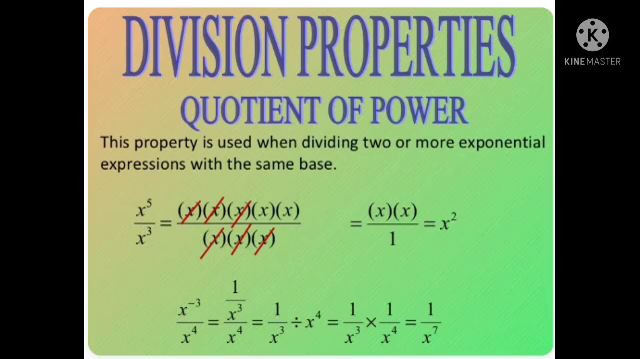x raised to the power minus 3 divided by x raised to the power 4 is equal to 1 upon x raised to the power 3 divided by x raised to the power 4, which is equal to 1 upon x raised to the power 3 multiplied by 1 upon x raised to the power 4, which is equal to 1 upon x raised to the power 7.